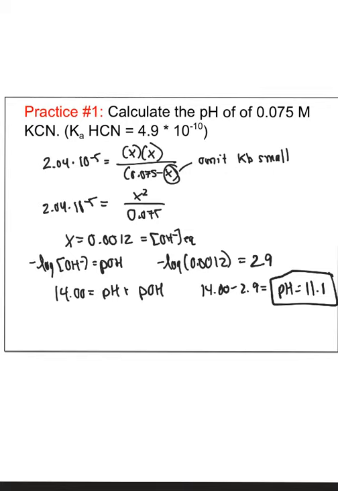Okay, we can also do the 5% rule really quick. So I'll take my x, 0.0012, over what I omitted it from, times 100, and that is less than 5%. So we are good with our assumption.